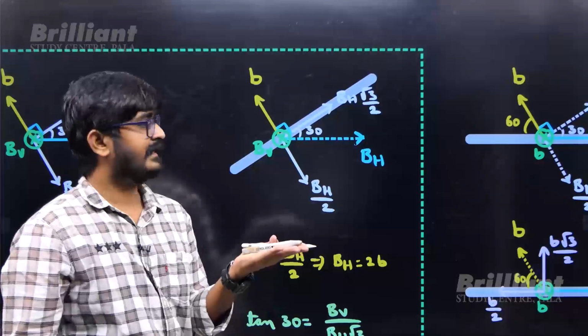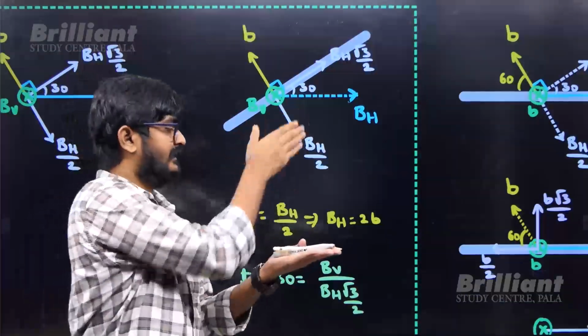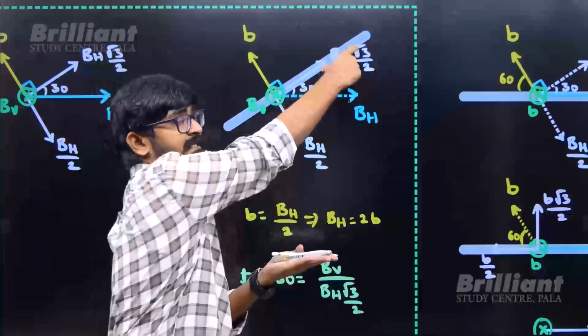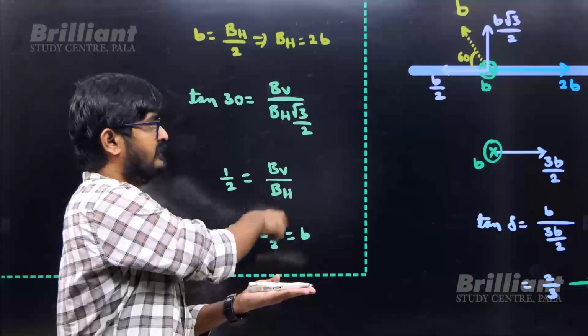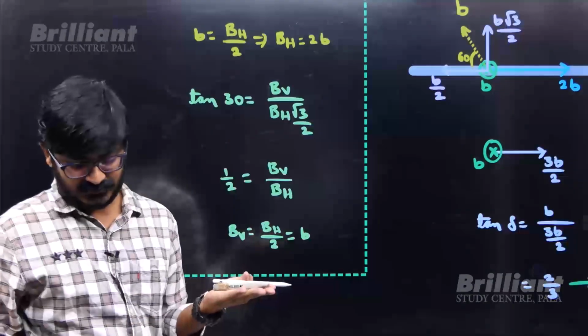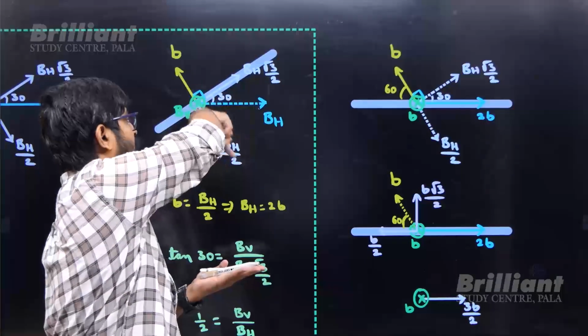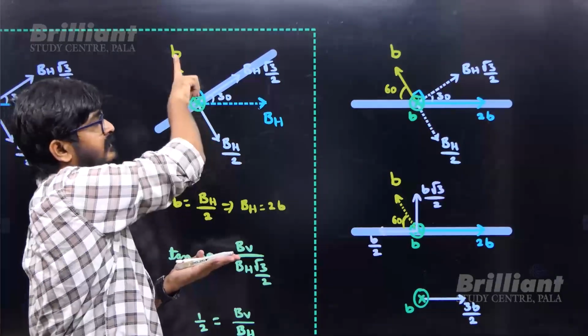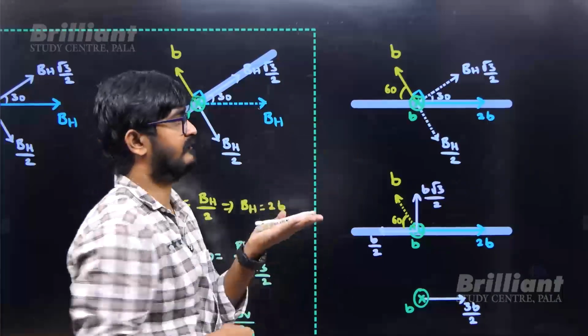So tan delta will be given by B vertical by B horizontal in this plane. In this plane, the horizontal component is how much? BH root 3 by 2. So from there I will get the other information also. These are the two things I can conclude from the second figure. This component of the horizontal magnetic field must be cancelled by this one, and the resultant of these two will make the needle rotate in that plane.